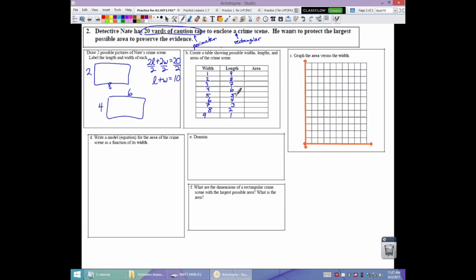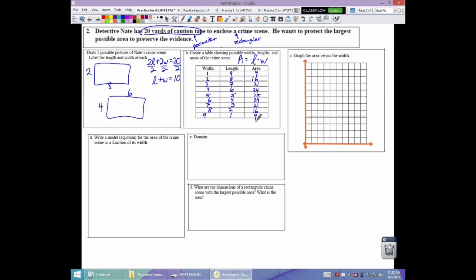Now, if those are your possible length and width, how do we get area? Well, area in a rectangle is length times width. So I need to multiply. 1 times 9 is 9. 2 times 8 is 16. 3 times 7 is 21. 4 times 6, 24. 5 times 5, 25. And then, since we were repeating the combinations down here, these areas repeat. And we're back to 24 and 21 and 16 and 9.